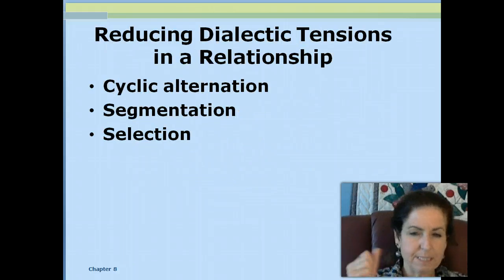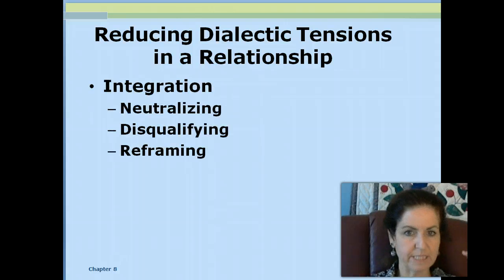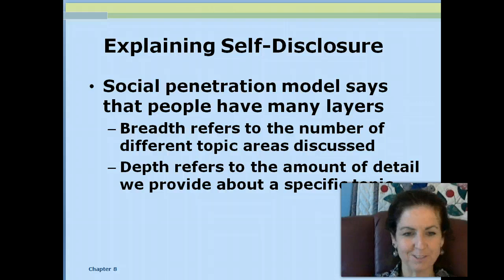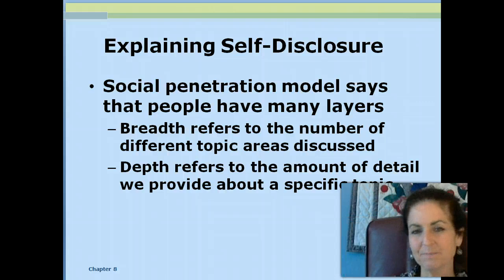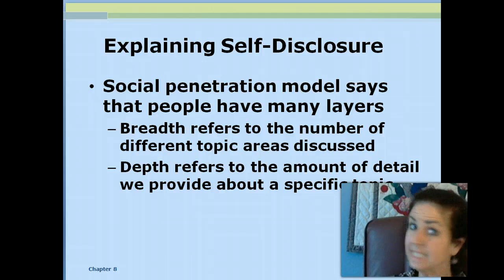In terms of reducing some of that tension, these things are mentioned in your book: cyclic alteration, segmentation, and selection. You can go to the textbook for more details with all of these. It's a good way to shorten the PowerPoint and at the same time encourage you to be in your textbooks. Explaining self-disclosure, I do want to touch on a few of the models that are connected to self-disclosure.